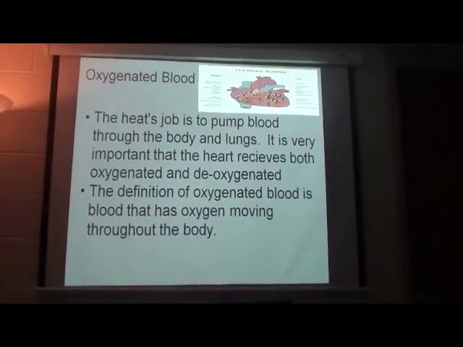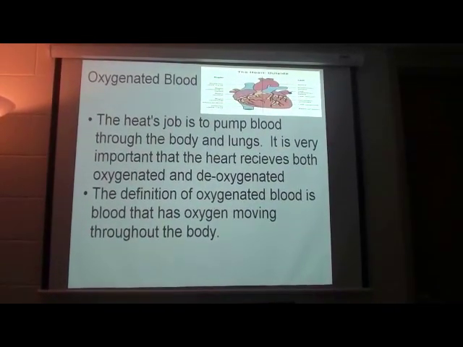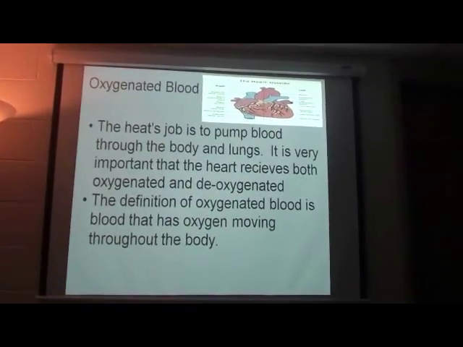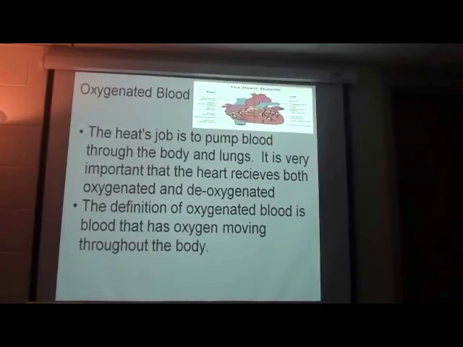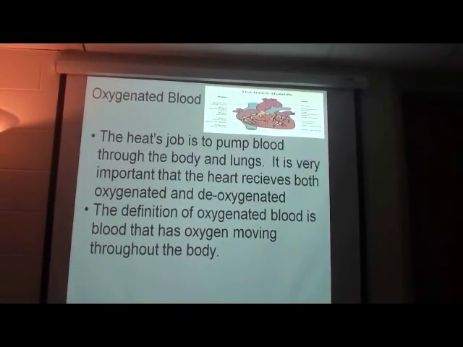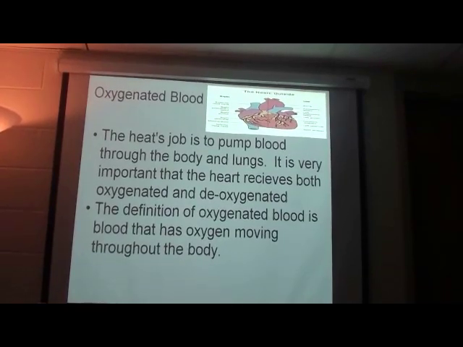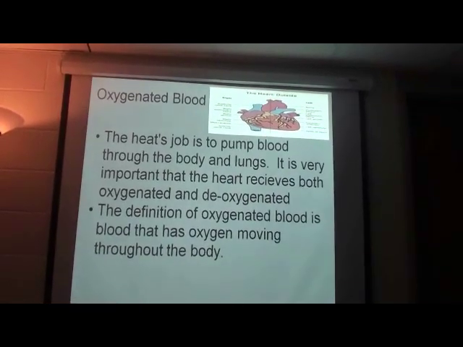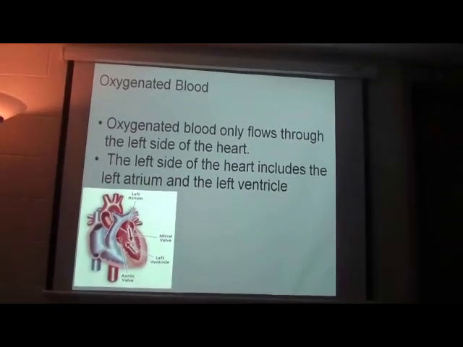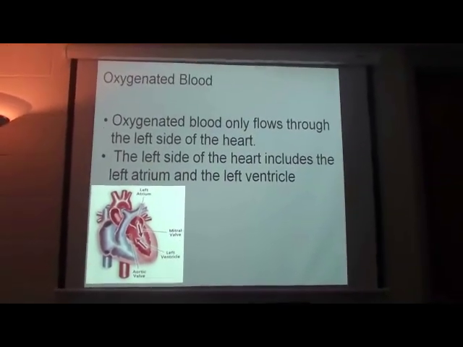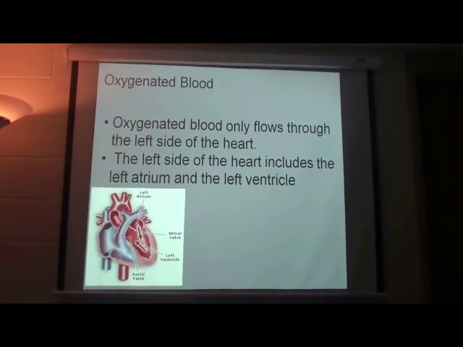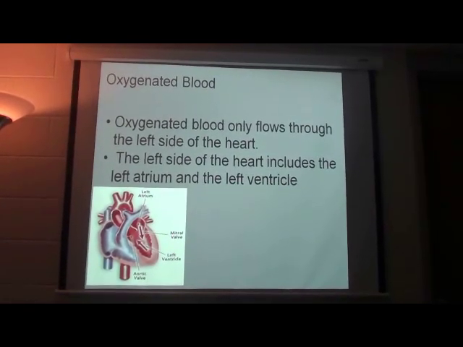Okay, this is oxygenated blood. At the top is a picture of the heart, the left and right side. The heart's job is to pump blood through the body and lungs. It is very important that the heart receives both oxygenated and deoxygenated blood. The definition of oxygenated blood is blood that has oxygen moving throughout the body. Oxygenated blood only flows through the left side of the heart. The left side of the heart includes the left atrium and left ventricle. And that's a picture of just the left side of the heart.